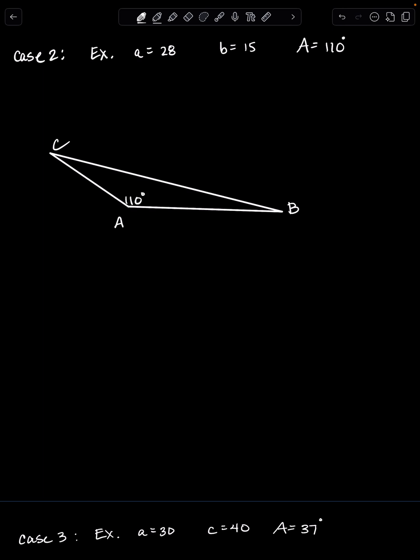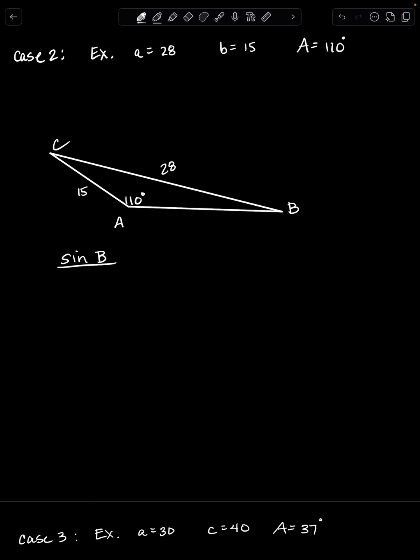I've got B is 15. I've got side A is 28. All right, so let's set this up. Now, hopefully you can look at this. I have my A ratio. I have side A, and I've got angle A. I've got side B, which means I have to find angle B first. All right, so I don't have a choice here. I've got to solve for B.